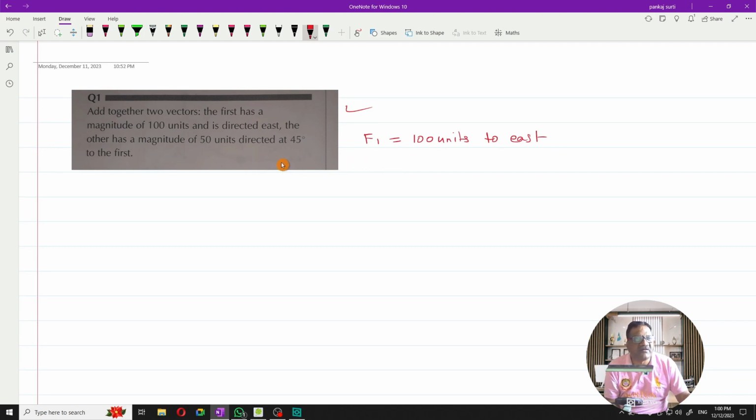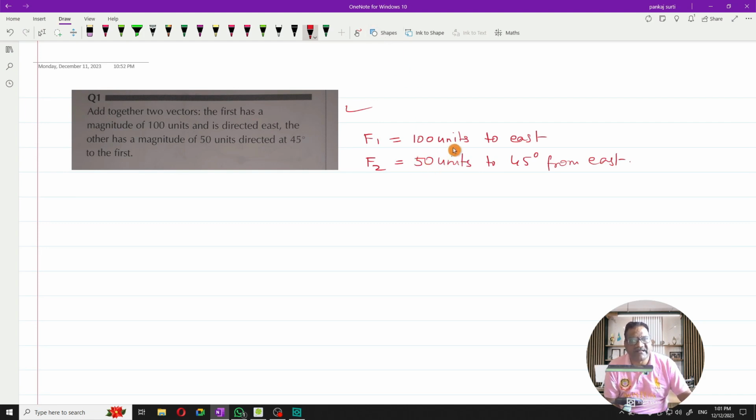And then you have the other vector, F2. Suppose this has a magnitude of 50 units, and this is directed at 45 degrees to the first. Okay, so if F1 is to the east, then this F2 is at 45 degrees from the east, right? And you are supposed to add these two vectors. So first I'll show you what you are supposed to do.